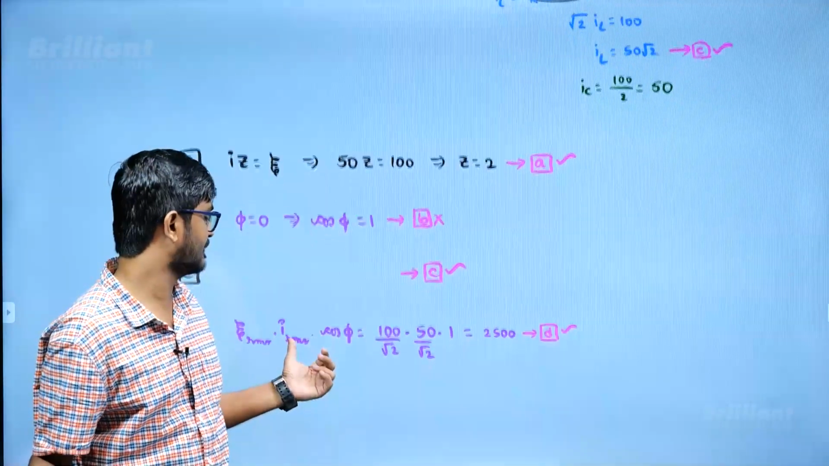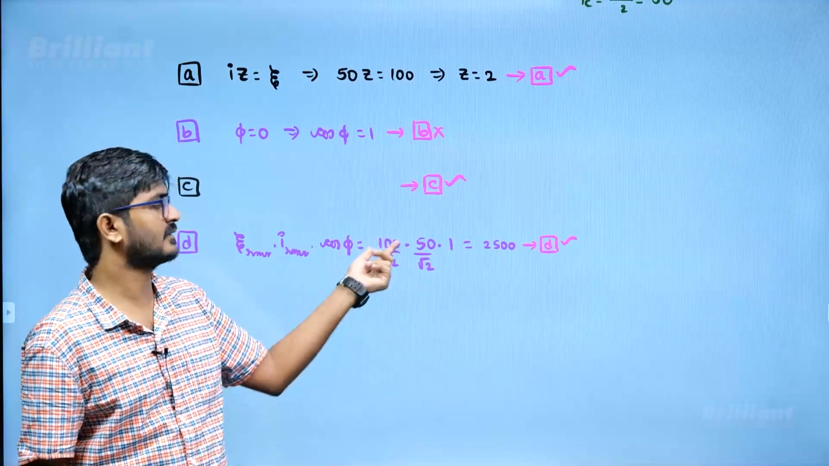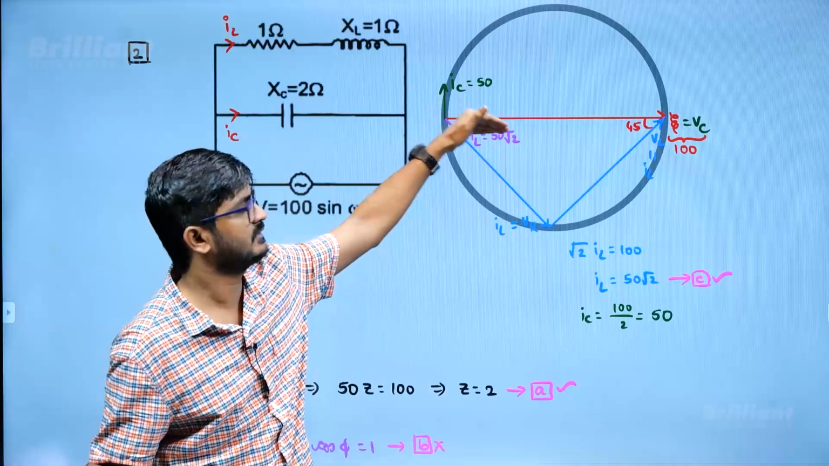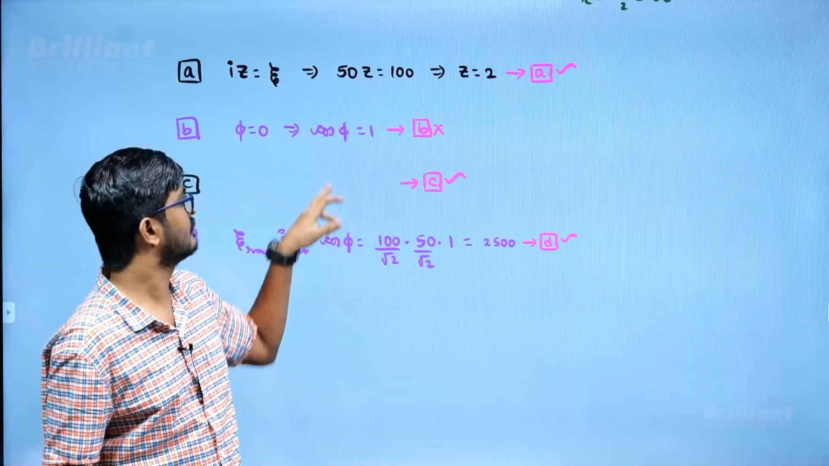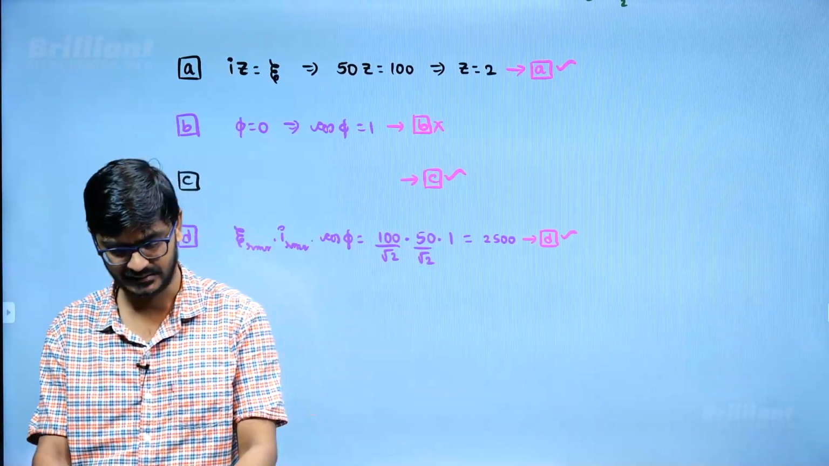Average power is Vrms into Irms into cos phi. V maximum is 100, so Vrms will be 100 by root 2. I maximum is 50. The resultant of these two is 50, right? I maximum is 50, so Irms will be 50 by root 2. And what is the power factor? Power factor is 1. So that will give you option D as correct.